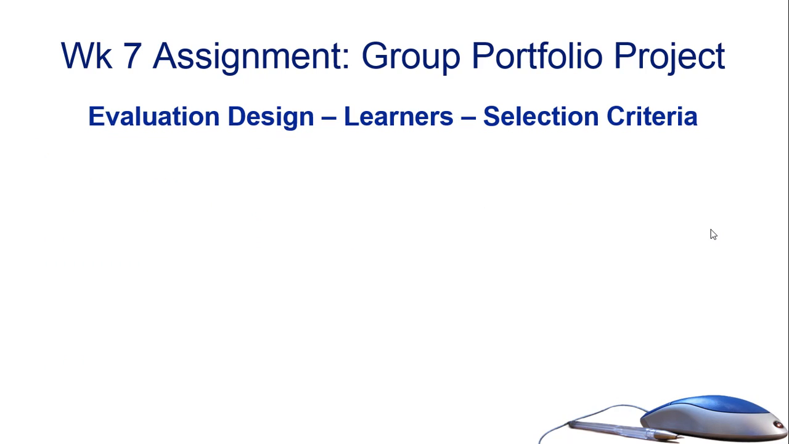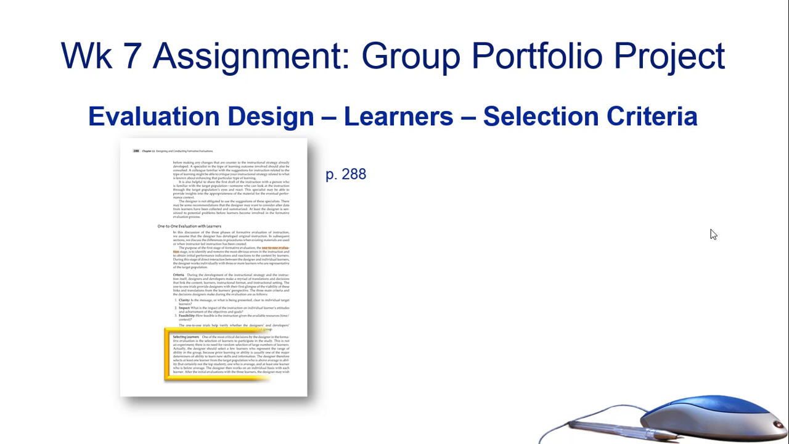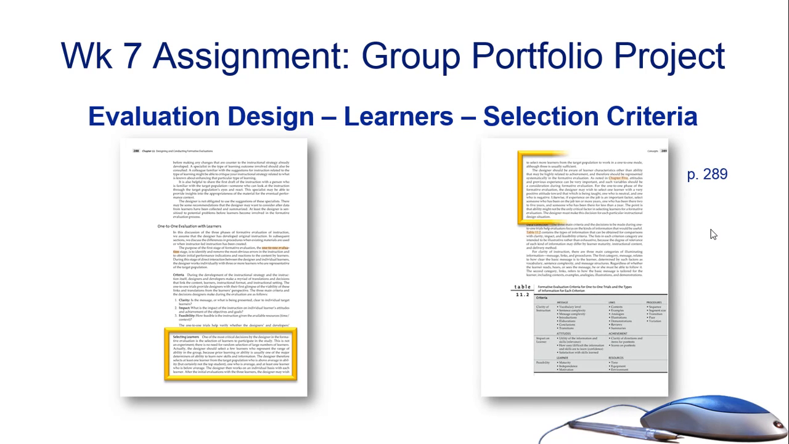The next part of this is to talk about your learners and specifically how you went about selecting them. So on page 288, the discussion about selecting learners starts, and it gives you some ideas of the criteria that you can use, and then it continues on page 289.